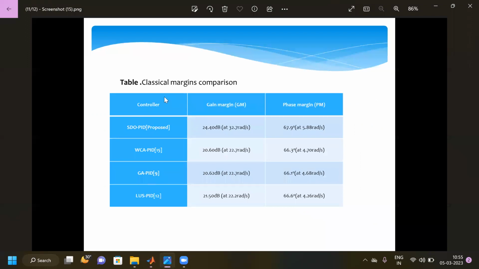This is our tabular column for classical margin comparison. In this, we have gain margin and phase margin. Here the gain margin for SDO is 24.40 decibels and the phase margin is 67.9 degrees. Here dB means decibels; gain margin is in decibels, phase margin is in degrees. The remaining compared controllers have much less gain margin and phase margin compared to SDO. So we can say that the SDO PID controller is best compared to other controllers to check the stability of the AVR loop. So this is about the Bode plot.